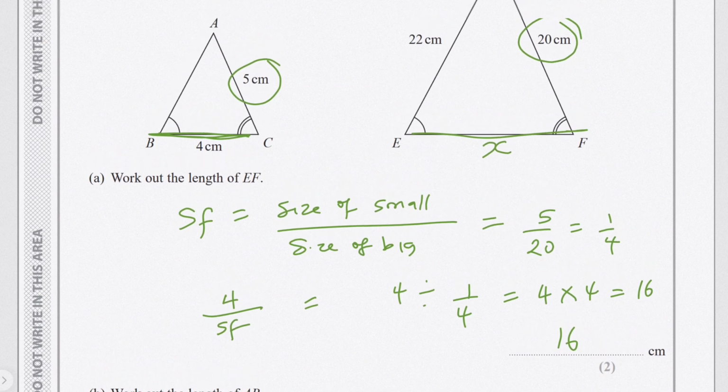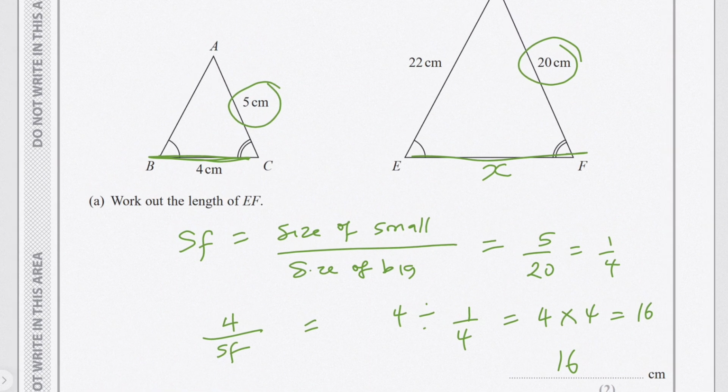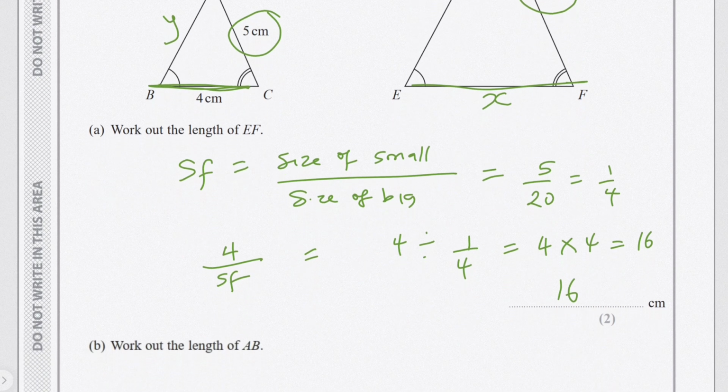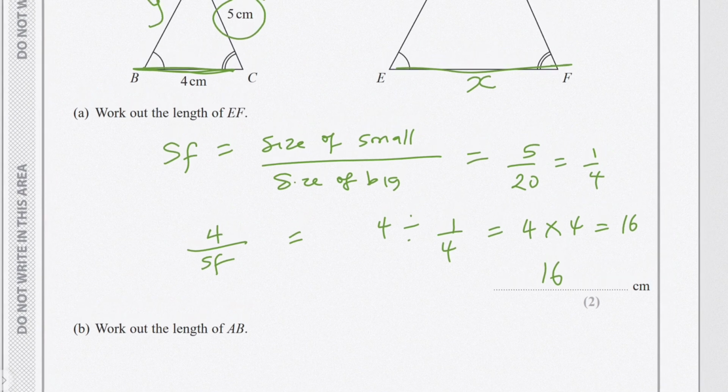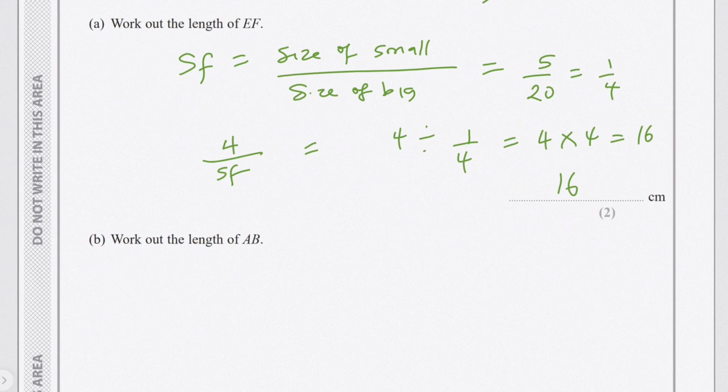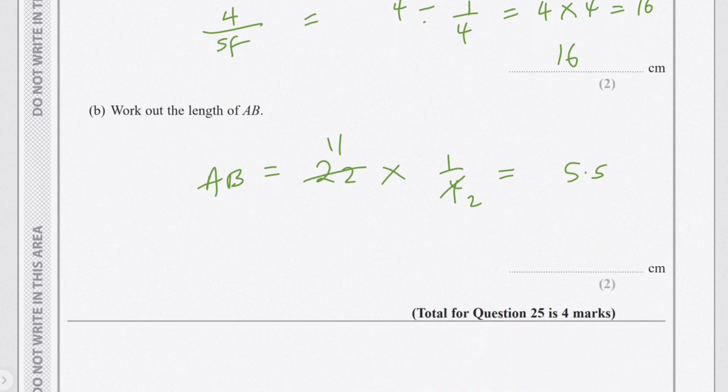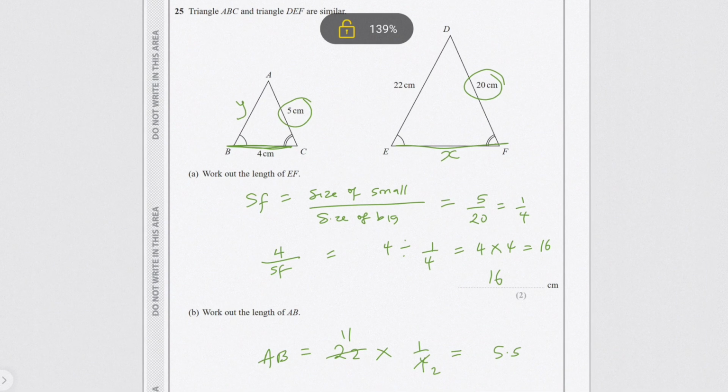Work out the length of AB. So the side AB, let me label that Y. Since I'm looking for the smaller object, I will multiply by the scale factor. So AB is going to be 22 times 1 over 4, which is 5.5. So the side AB is going to be 5.5 centimeters.